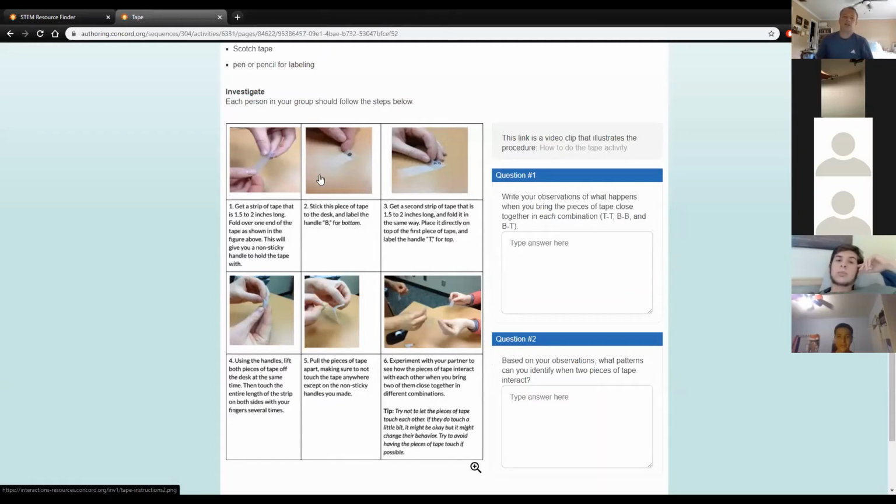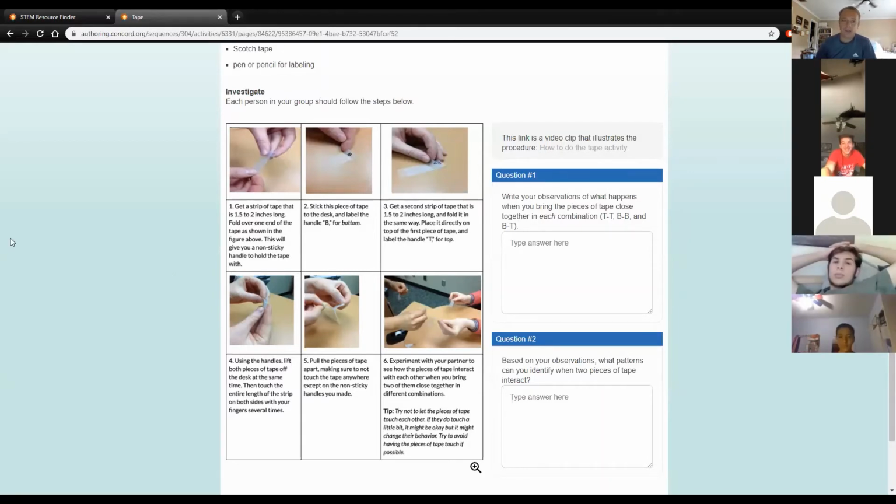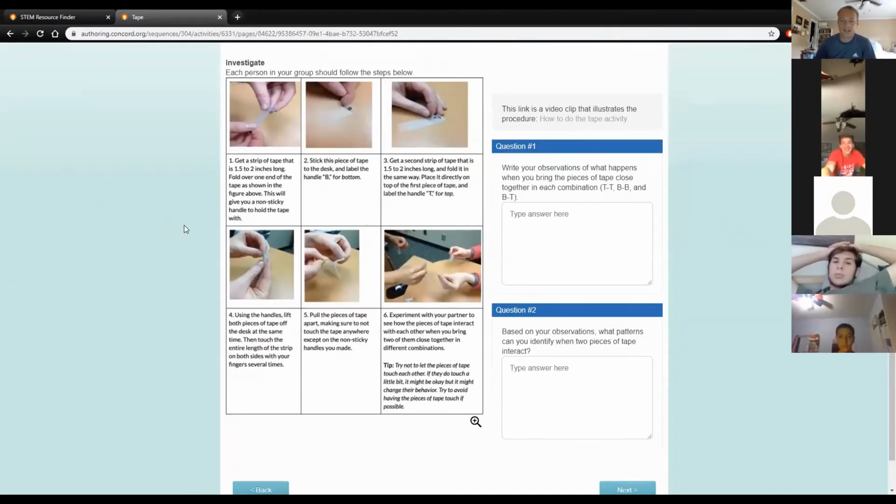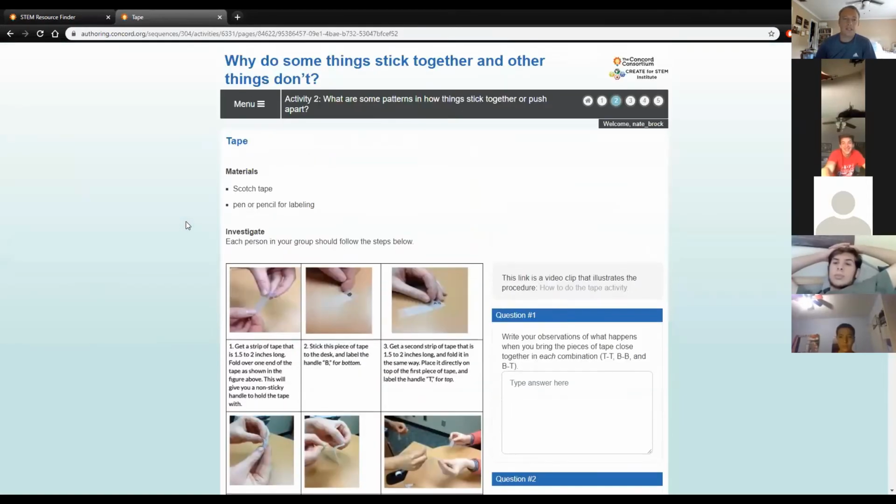You made 2 layers or 4 pieces of tape. 2 were top, 2 were bottom. You peeled them off and you brought them near each other. Now, the ideal scenario, if you did it right, is the 2 top pieces of tape would repel each other when you brought them near to each other. The 2 bottom pieces of tape would repel each other when you brought them near each other, and then the top and the bottom would attract. I'm not sure if you guys all did that. It takes some practice with doing it, but that was the ideal scenario.